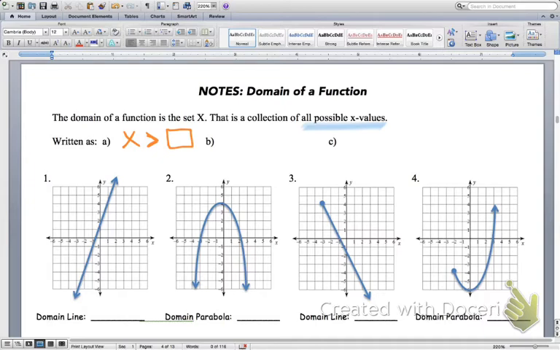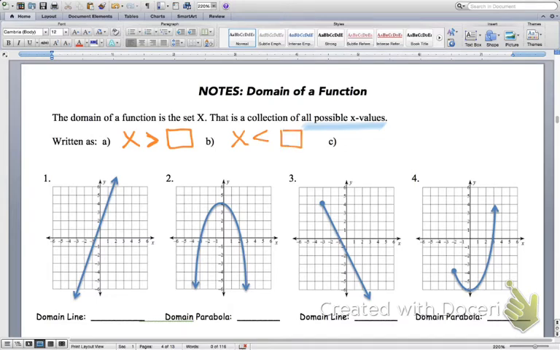Another way to write it is if the function is cut off on the right side and it goes forever to the left side. So it's going to the left, so the less than direction. So same idea, we have x less than with or without the equals, and then we have a number.